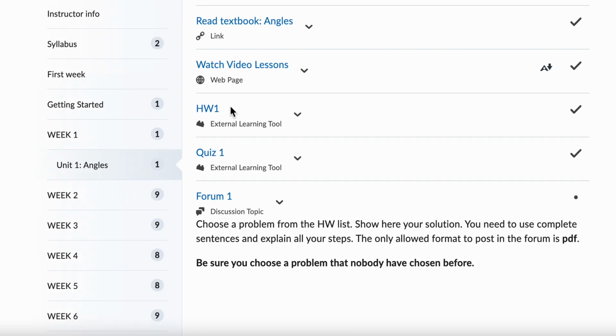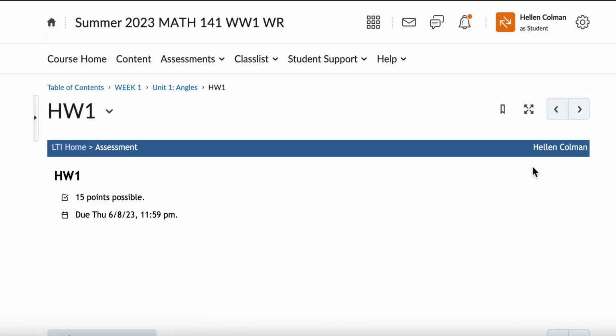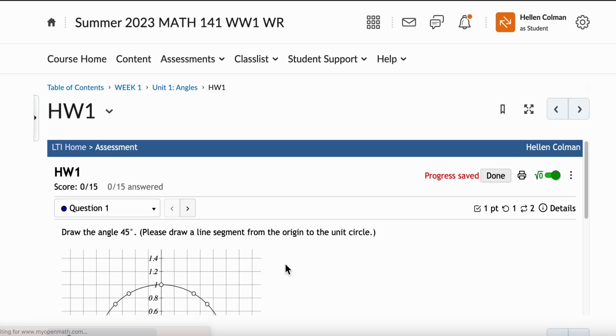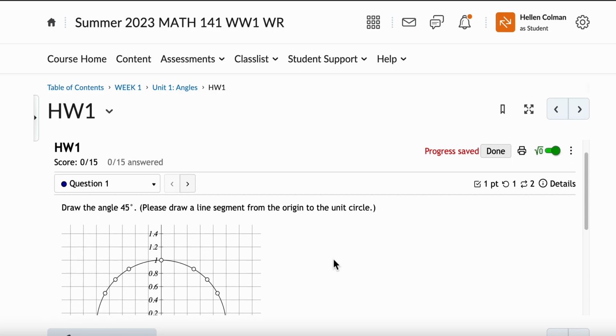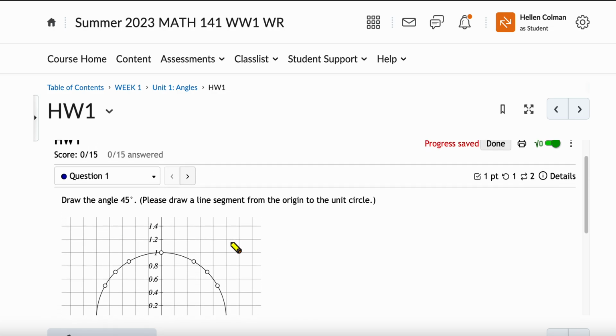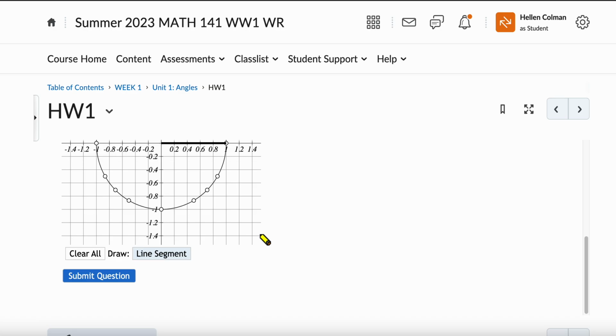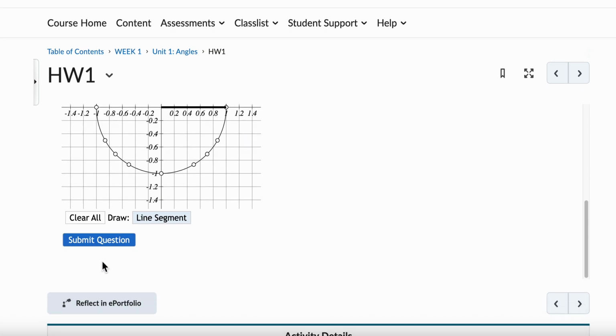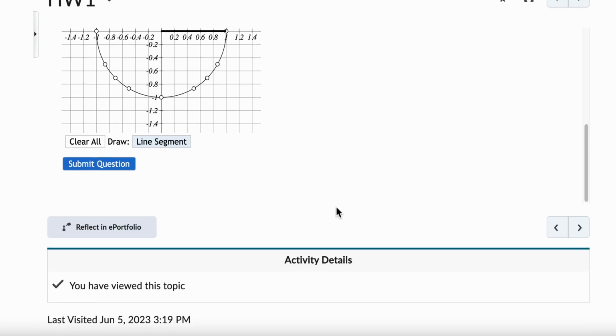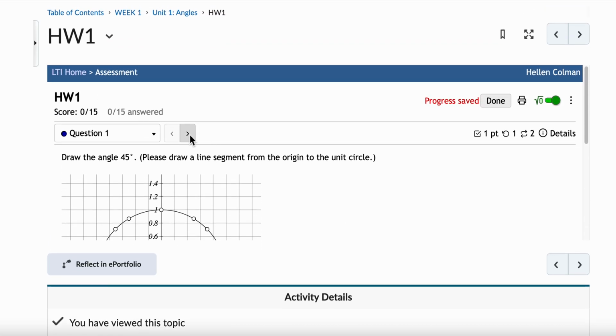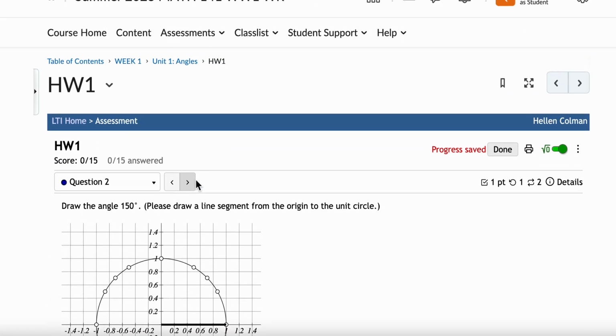And then after you read the textbook and watch the lesson, you attempt the homework. So click on the homework, and you'll start. So start the homework. Each question is of a different type. In this case, for instance, you have to draw an angle. So you will draw and submit your answer. And so you go to all the other questions. You go to the second question.